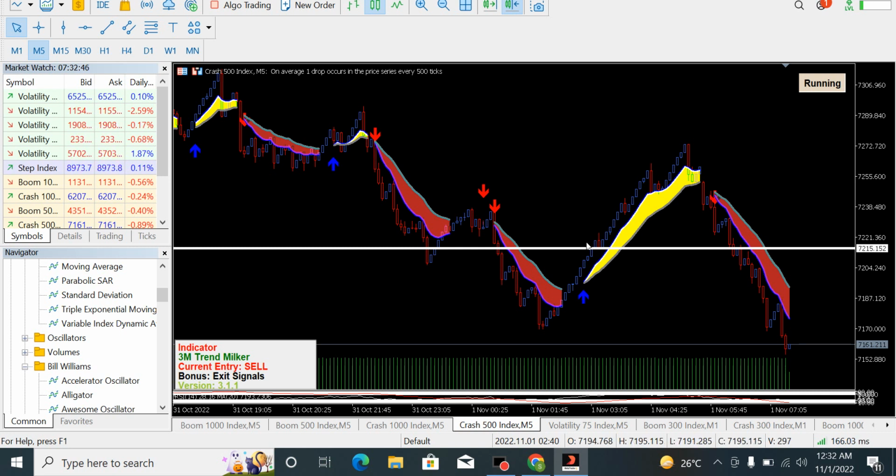For instance, let me start with the arrows. The red arrow means the sell signal, while the blue arrow means the buy signal. So when you have the blue arrow, it means you should buy.